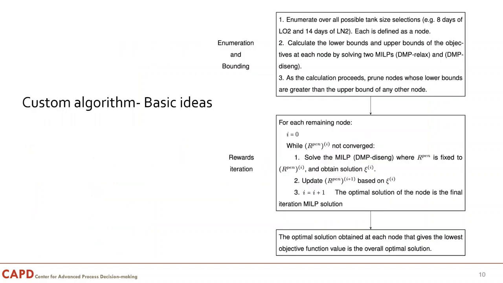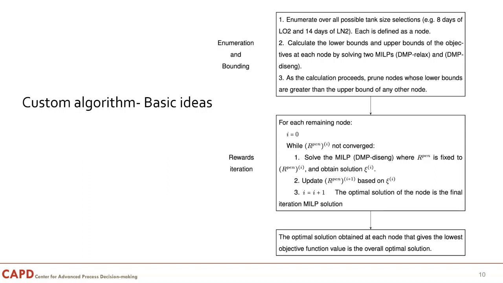So this is the custom algorithm we propose. It's an overview of the basic ideas. It has two phases, the enumeration and bounding phase and the rewards iteration phase. In the enumeration and bounding phase, we first enumerate over all possible tank size selections and define each one as a node. And we calculate the lower bounds and upper bounds of the objectives at each node by solving two MILPs. So they'll be solved in seconds.